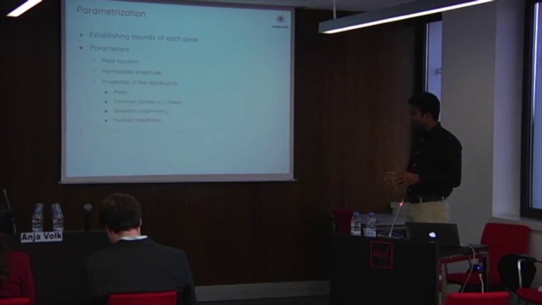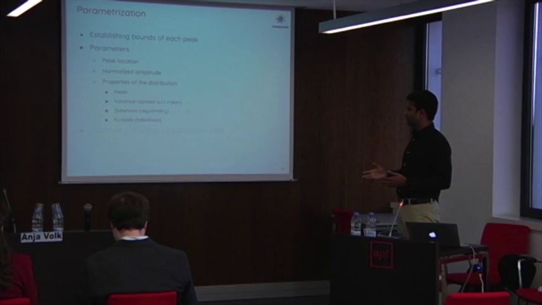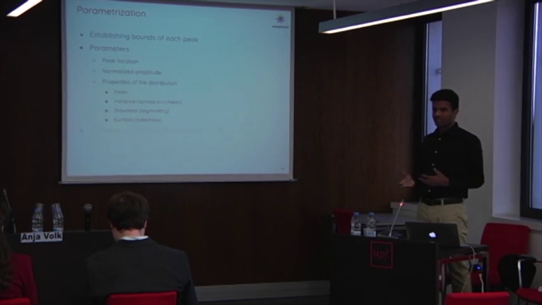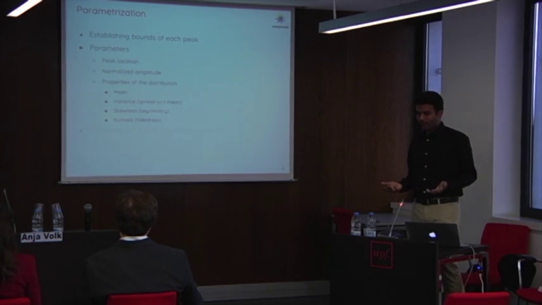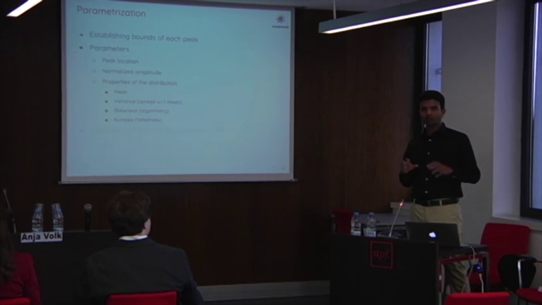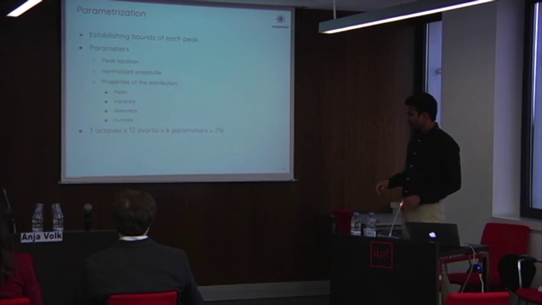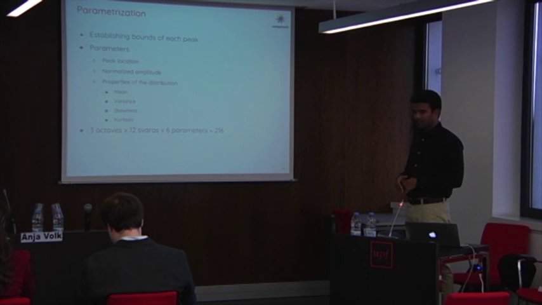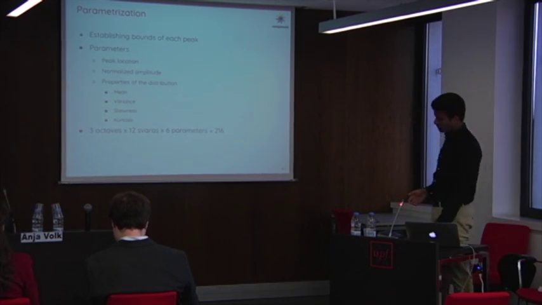From the distribution that we isolate, we extract these parameters, which are peak location, normalized amplitude, and different properties of the distribution. Basically, these properties characterize the shape of the distribution, like how spread it is, how asymmetric, and how tailed the distribution looks. So we expect that these shape parameters contain some information on how the melodic movements are influencing the distribution around the peak. We have done this in 3 octaves across all the 12 swaras, and there are 6 parameters per swara. That comes to around 216 parameters.